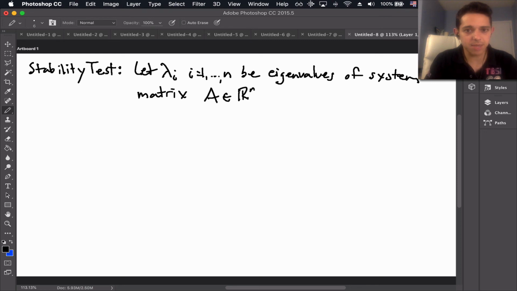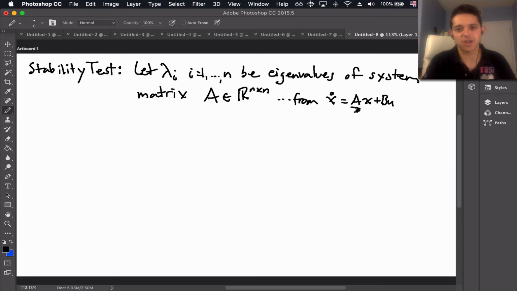Now, this system matrix A is an n by n square matrix, and this comes from our linear dynamics, something that looks like x dot equals Ax plus Bu. So it's this matrix coefficient on x. It turns out that properties of the eigenvalues of A, lambda sub i, fully characterize stability of this linear system. Super clean, easy to remember.